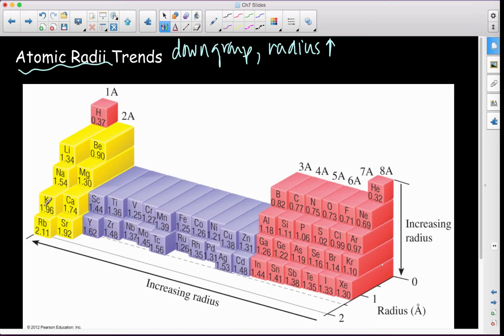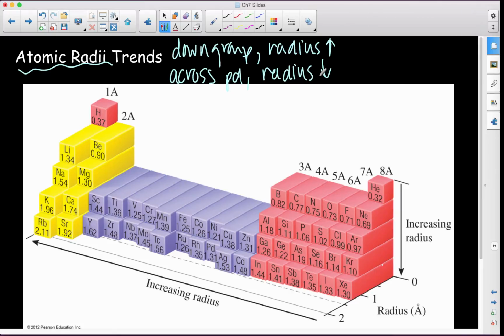As we go across a period, and when I say across, I mean the way we read, so left to right, what do we notice happens to my atomic radius? Definitely for my main group elements and mostly for my transition elements, as we go across a period, my radius decreases.